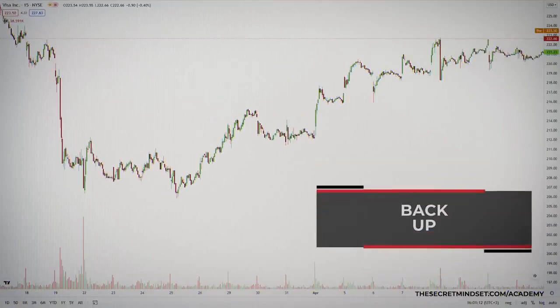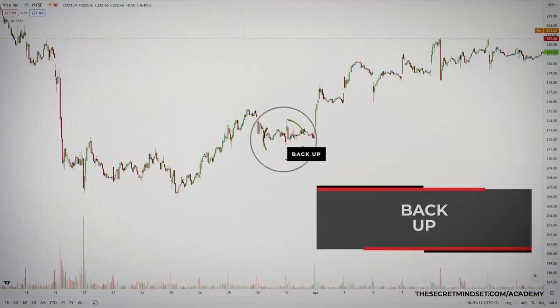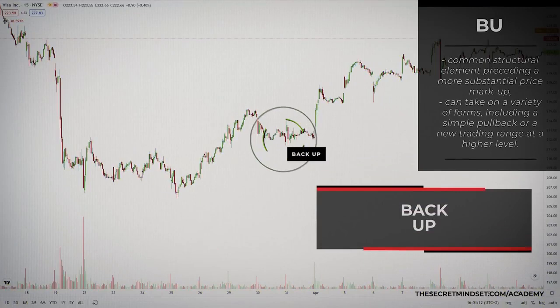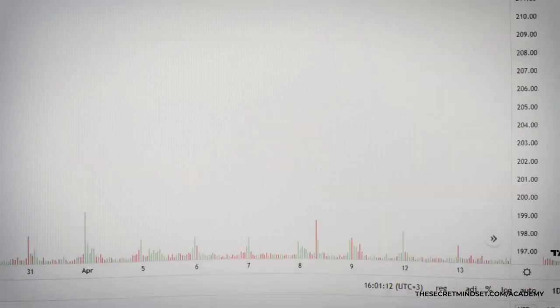And finally, we have the backup. A backup is a common structural element preceding a more substantial price markup and can take on a variety of forms, including a simple pullback or a new trading range at a higher level.